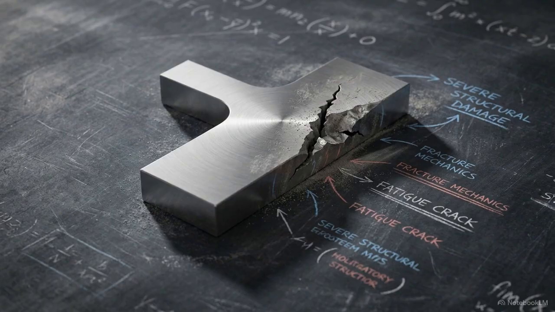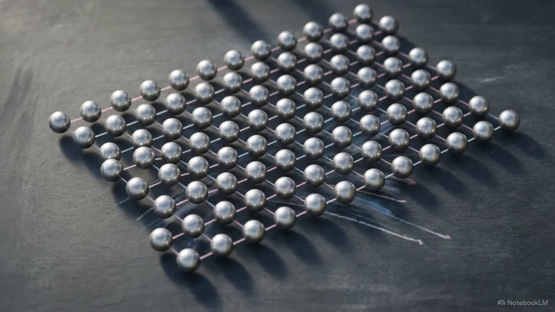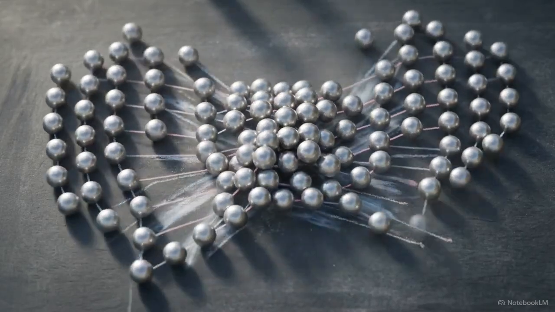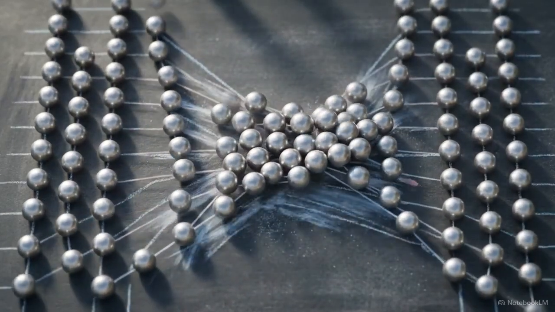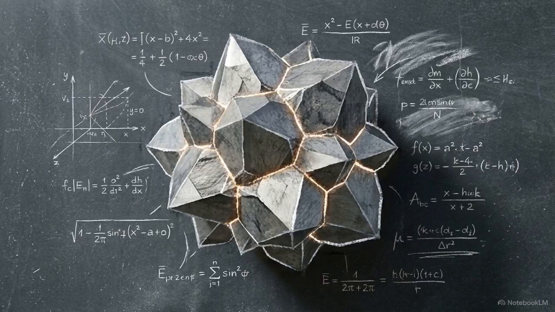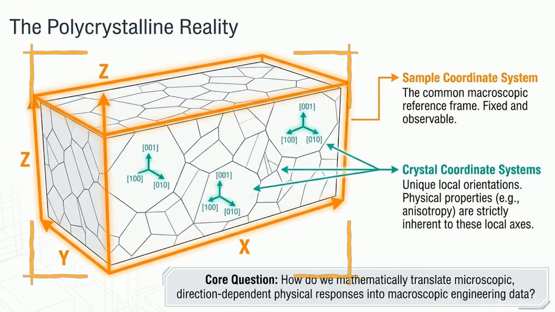However, high-stress components often develop microscopic cracks and fatigue in localized areas that these macroscopic averages cannot predict. Relying solely on these global averages ignores the internal architecture of the metal, where the actual physical response to stress is determined. Under a microscope, that solid turbine blade is revealed as a polycrystalline structure, an assembly of millions of individual microscopic crystalline grains. This orange bounding box represents the macroscopic sample coordinate system used to design the entire component.